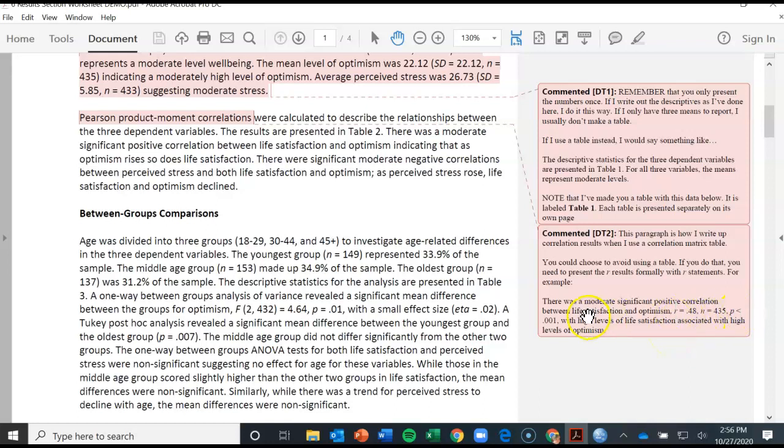So this is an R statement. I could write, there was a moderate significant positive correlation between life satisfaction and optimism, comma, R. The R is italicized. There's a space, an equal sign, another space, 0.48. Remember, the R value is rounded to two digits. A comma, a space, an italicized lowercase n, a space, equal sign, space. Are you getting the theme here? 435 is the n, comma, p. The p is italicized. And then there's a space, a less than sign, and 0.001, followed by a comma, and then the rest of the sentence, with high levels of life satisfaction associated with high levels of optimism.